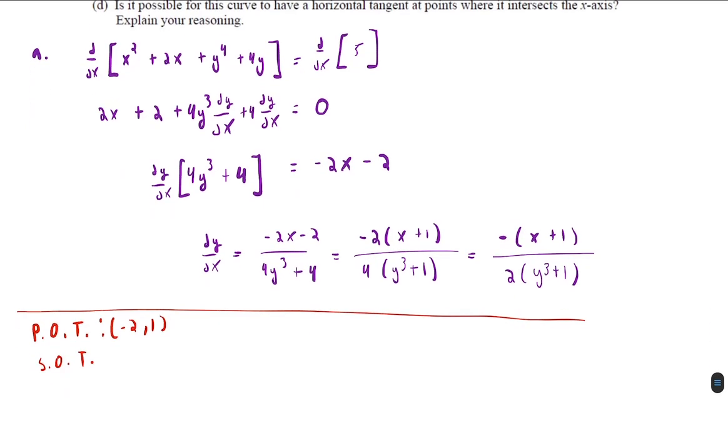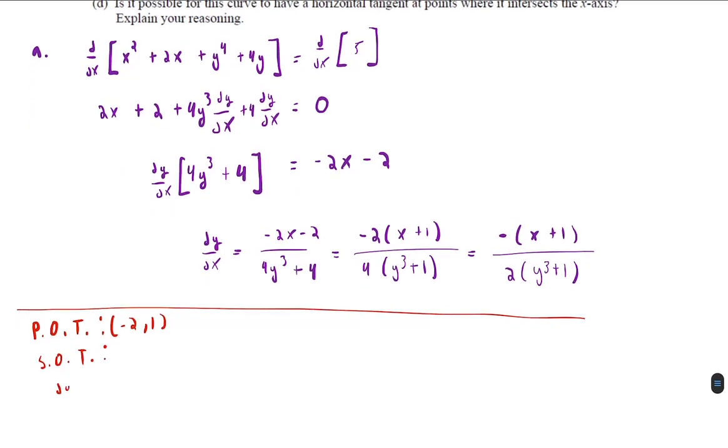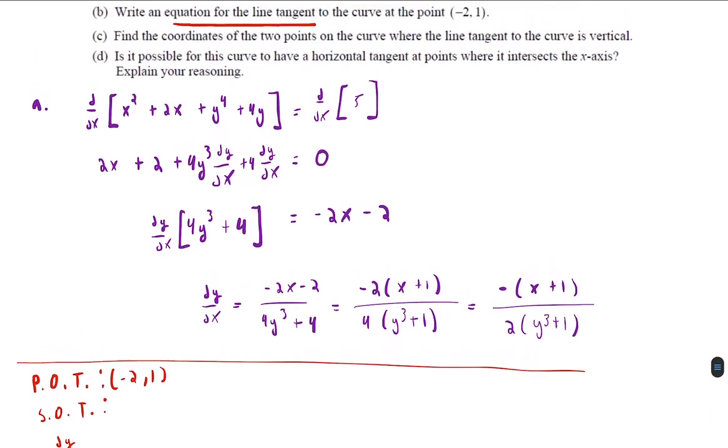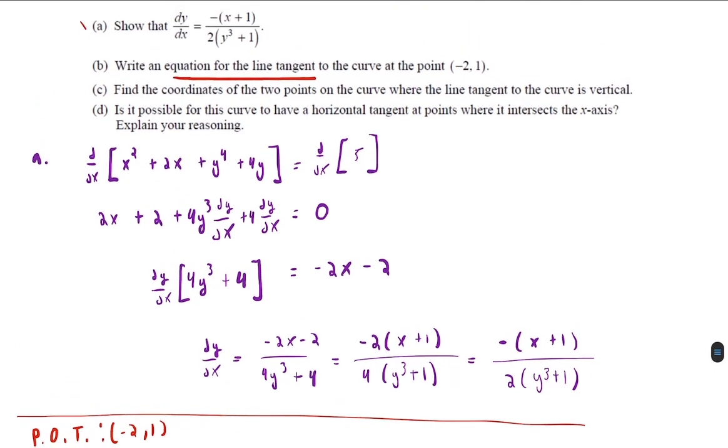Okay, now the slope of the tangent line. Remember, if we're talking about a normal Cartesian coordinate plane, the slope of the tangent line is the derivative of y with respect to x. They gave it to us. So important note here, even if you couldn't get part A, they straight up told you what dy/dx is.